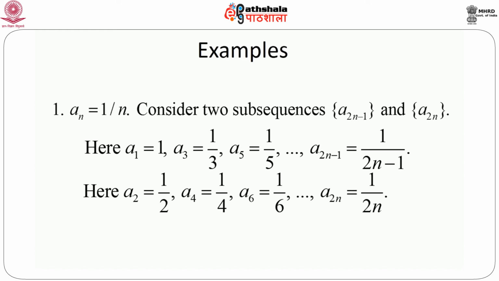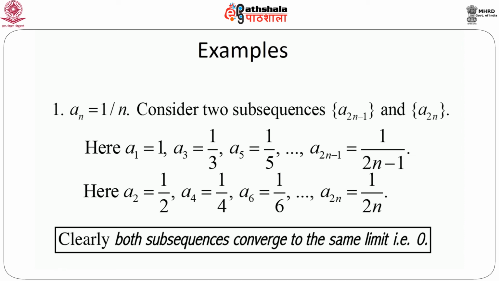Note that each of these subsequences converges, and they converge to the same limit. The subsequence a_1, a_3, a_5, a_{2n-1} and so on converges to 0 because 1 by (2n-1) goes to 0 as n goes to infinity. Similarly, the subsequence a_2, a_4, a_6, a_{2n} goes to 0 because 1 by 2n goes to 0 as n goes to infinity. So it is clear that both the subsequences converge, and they converge to the same limit. In this case, the limit is 0.